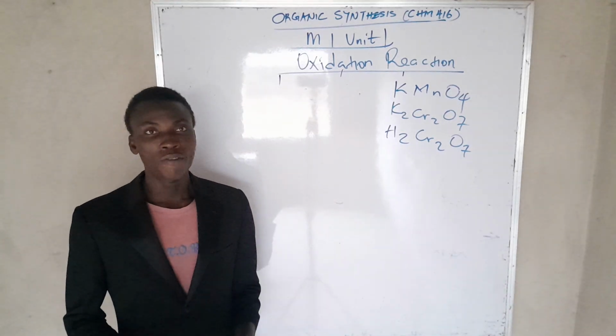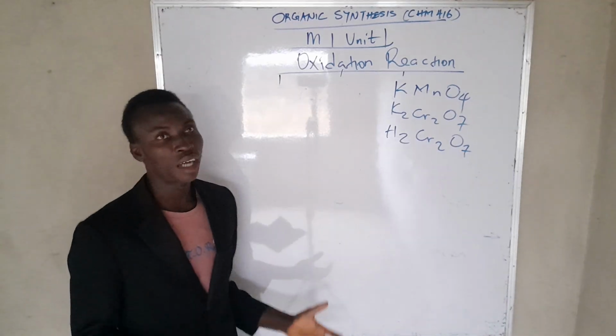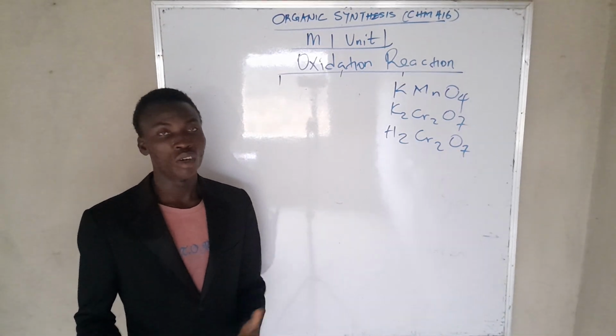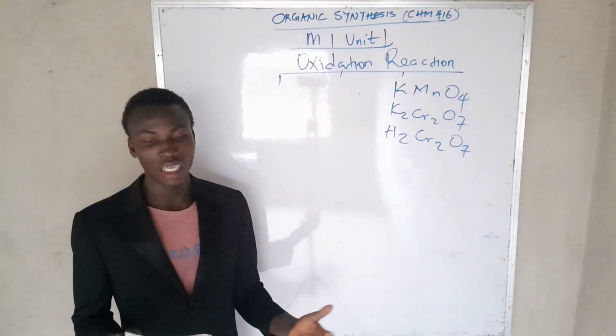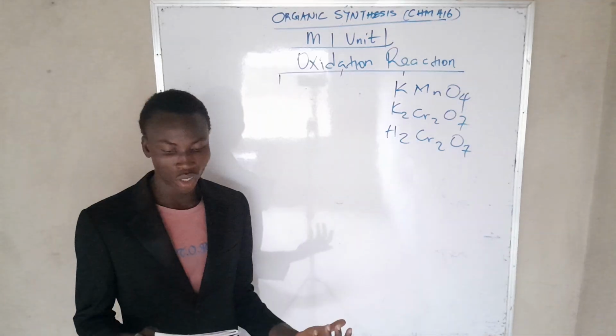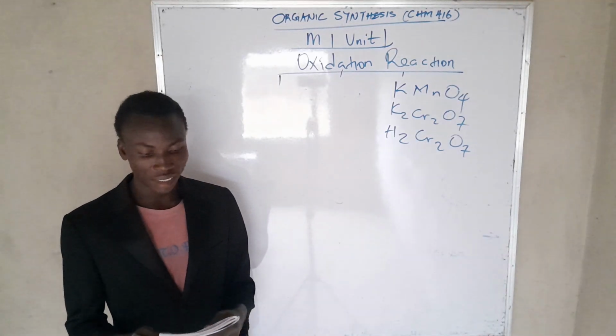Before we can even carry out oxidation on a given organic compound, we have to first of all be able to prepare the oxidizing agents that we want to use on such a compound. So we are going to start like this.